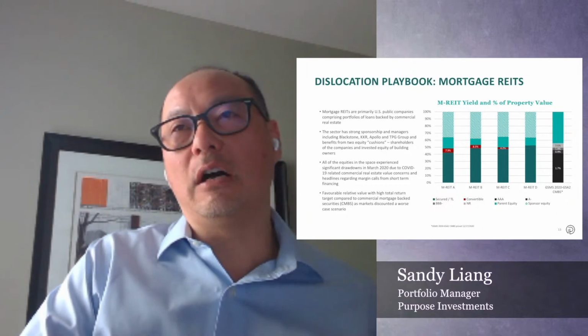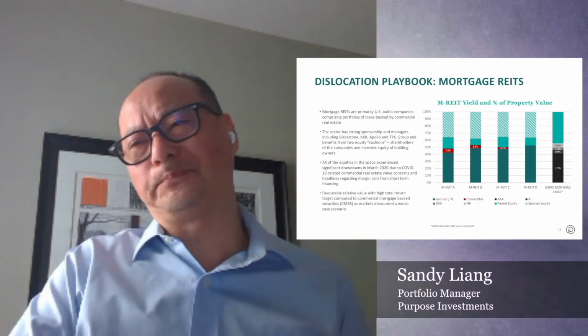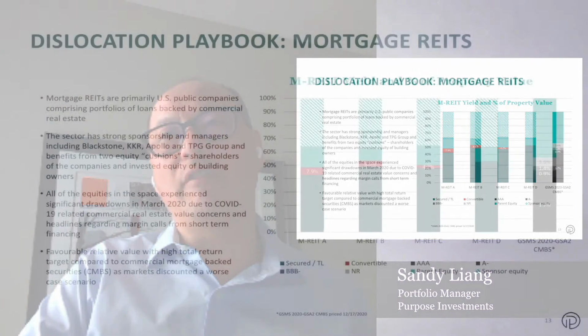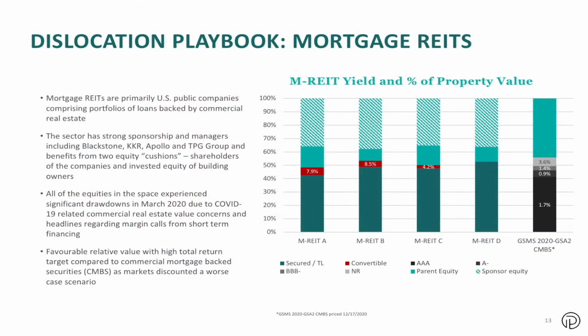So one of the areas where we exercised a dislocation playbook in 2020 is in the area of mortgage REITs. Mortgage REITs is a whole industry in the States, and these are companies that are portfolios of mortgages, and the mortgages themselves are on commercial properties or residential properties, and there's always a property owner that has skin in the game. But on top of that, the mortgage REITs as companies themselves also have equity.